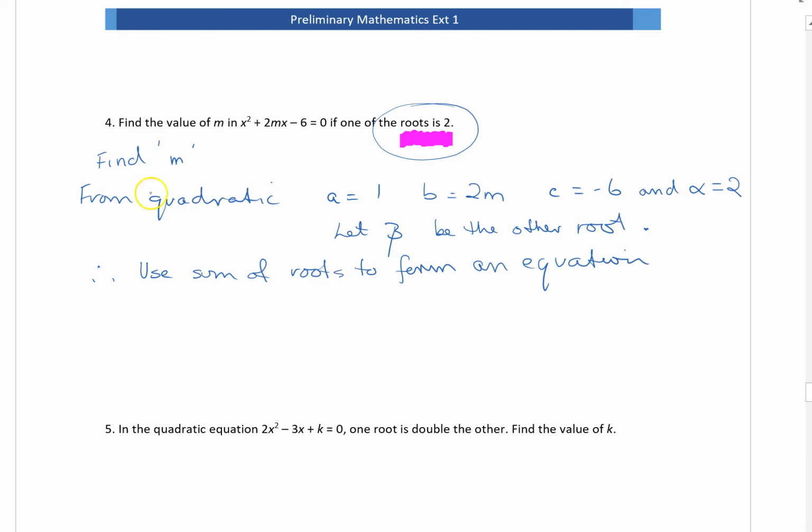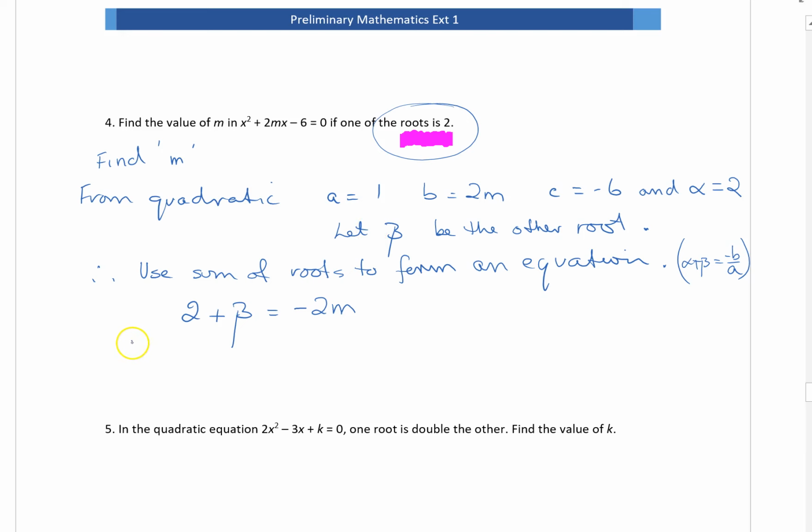Now, remember, it was all about forming an equation with m in it. Does this one? The sum of the roots is 2 plus beta. That's the sum of the roots. Sum of the roots is minus b on a. I'll just write alpha plus beta is minus b on a, in case you've forgotten. So my alpha was 2, beta, minus b is minus 2m, and a is 1.